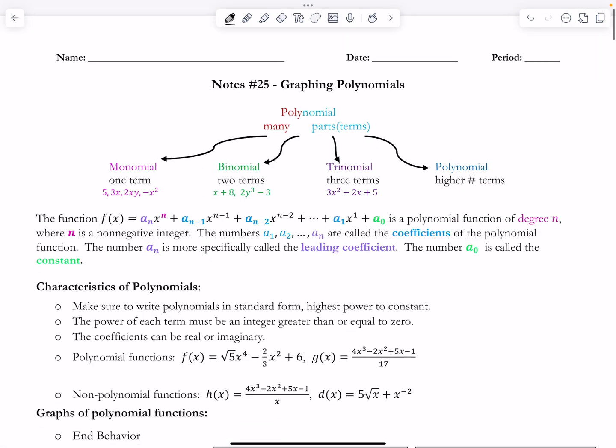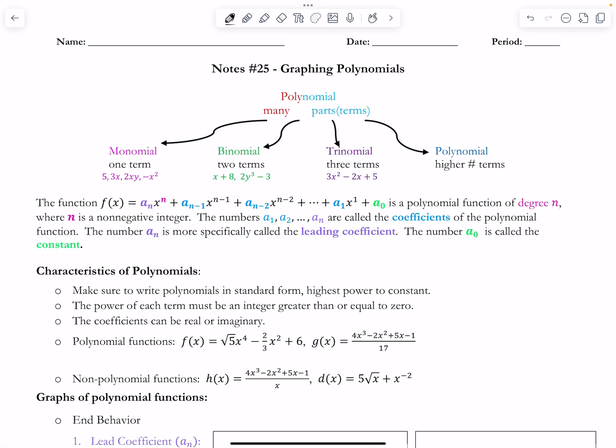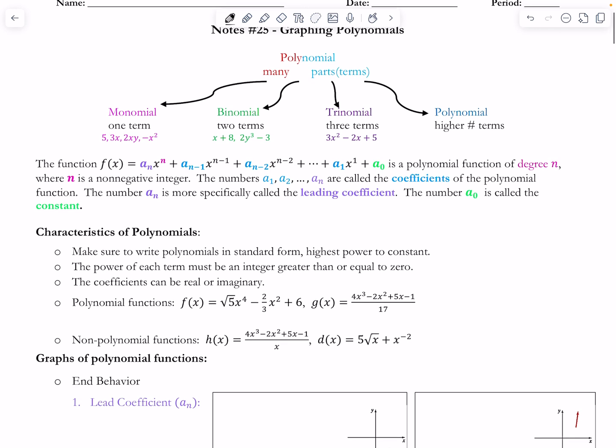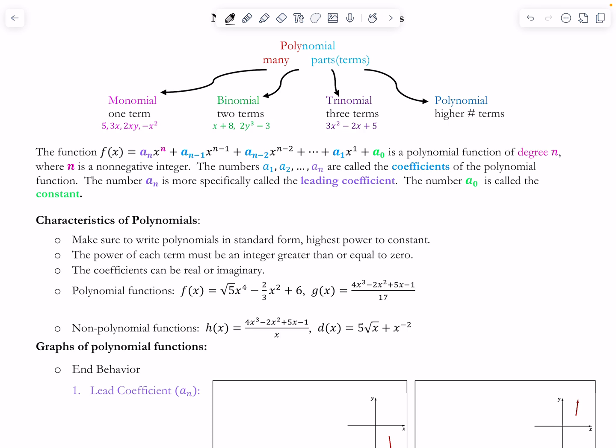All right, in this video, I'm going to go over how to graph polynomial functions. This first page is really going over the difference between monomial, binomial, trinomial, and then polynomials. We're going to be looking at, in this lesson, polynomials that have degrees 3 or higher, so not the quadratics that we looked at in the first semester.